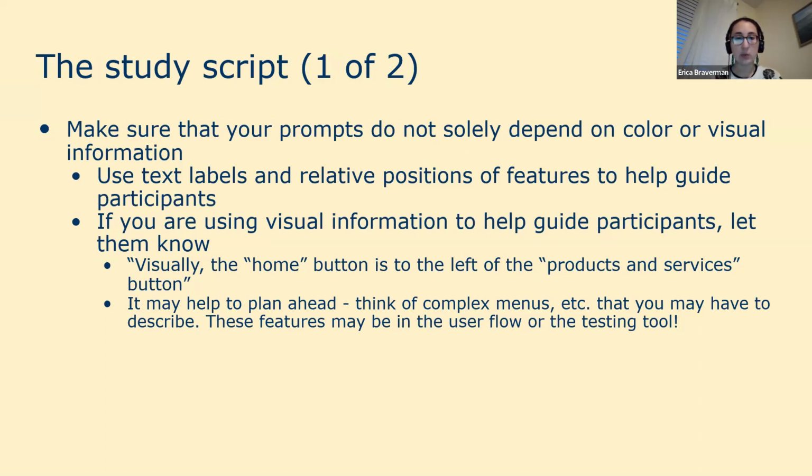And one of the things that I've had to learn, and this took me some trial and error, but it is really satisfying when you do get it right, is making sure your prompts, if you need to direct someone, if you're asking someone to find something, don't solely depend on color or visual information. Use things like text labels on buttons or links or menus, and relative positions of features. So what comes first, what comes second.